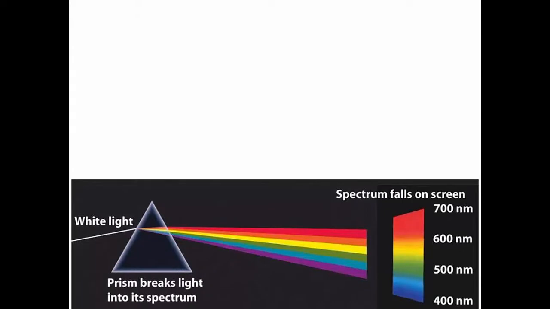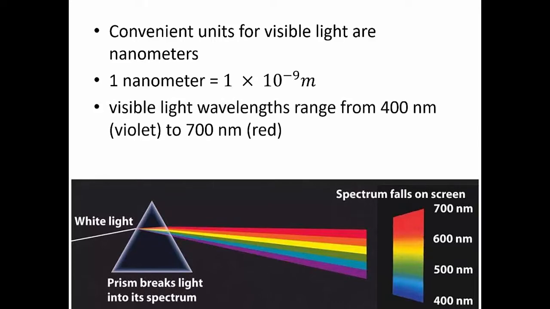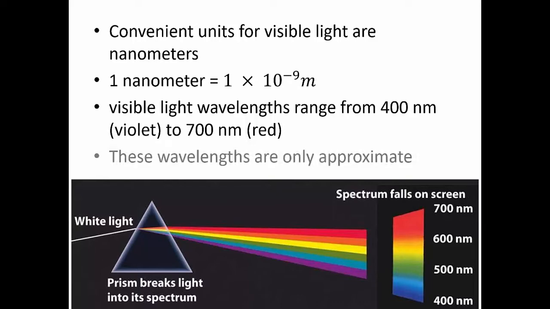And here's the visible spectrum. Convenient units for visible light are nanometers. It ranges from about 400 nanometers on the violet end of the spectrum to about 700. And a nanometer means 1 times 10 to the minus 9th meters. And you can see the range of visible light there. They're only approximate. It can vary from person to person.